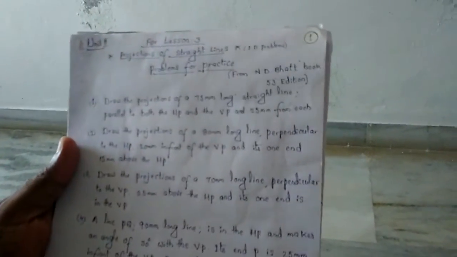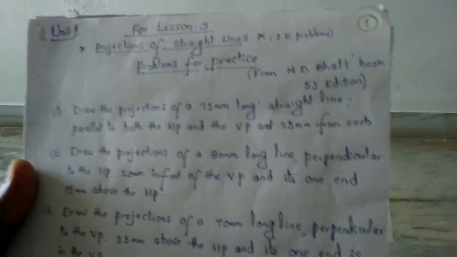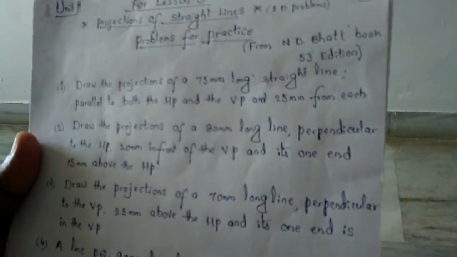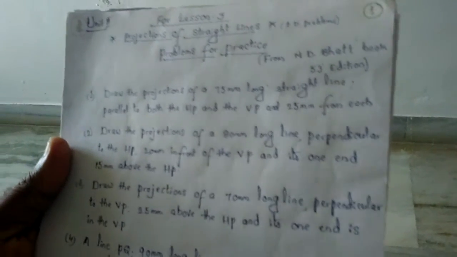Today we are starting unit number 2, lesson number 3, projection of straight lines. In the previous session we completed projection of points. Once you are familiar with projection of points, projection of straight lines is very easy. Already in front of you we circulated some questions and the theory part. Once you have studied the theory part and got the idea, then you will start solving the problems.